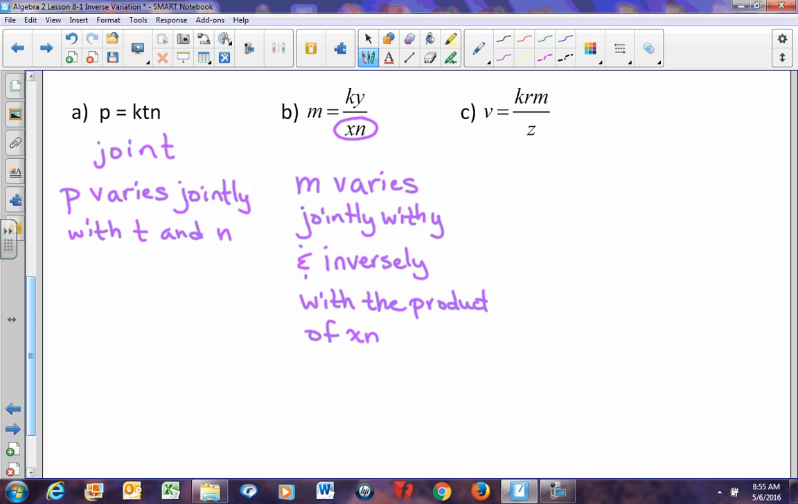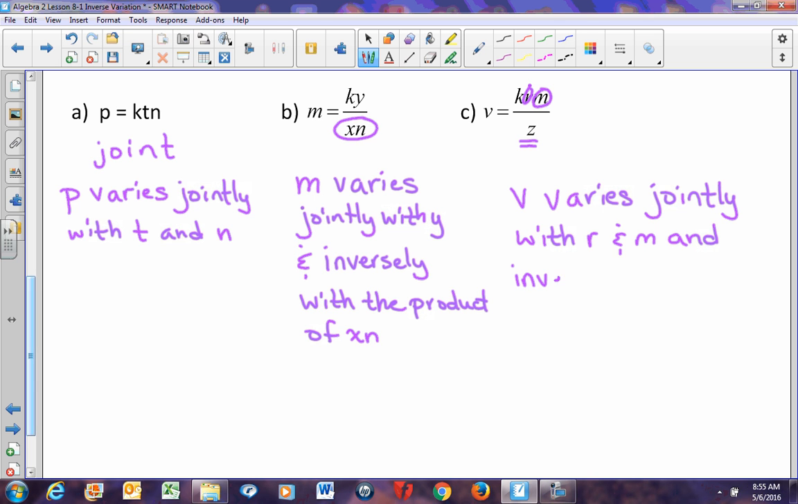And last one up here, we have V equals KRM divided by Z. So our constant of variation varies jointly with R and M, but inversely with Z here. So V varies jointly with R and M, and inversely with Z. So basically, if it's multiplying it's joint variation and if it's dividing it's inverse variation, it's pretty simple to figure out.